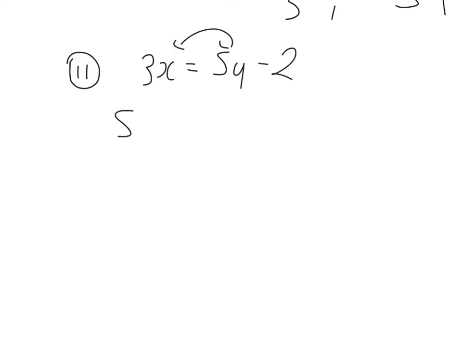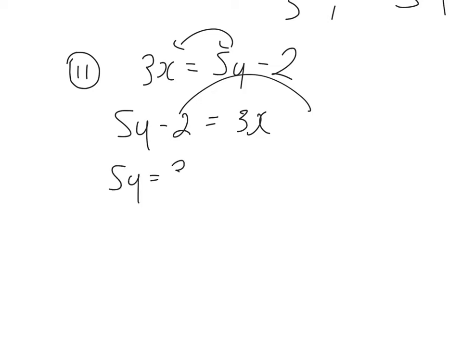Okay, another example, number 11. 3x equals 5y minus 2. Well, to get going, small step, I would swap sides. 5y minus 2 equals 3x. 5y equals 3x plus 2.